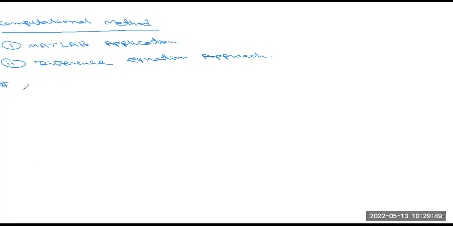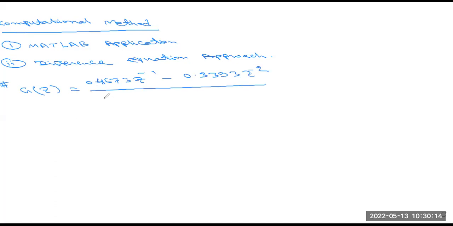You are given the equation G(z) equals 0.4673 z inverse minus 0.3393 z inverse squared in the numerator, and the denominator part is 1 minus 1.5327 z inverse plus 0.6607 z inverse squared. With a function of this type, first you have to find the inverse Z transform, then calculate it with the MATLAB applications and see how it is solved in MATLAB form.